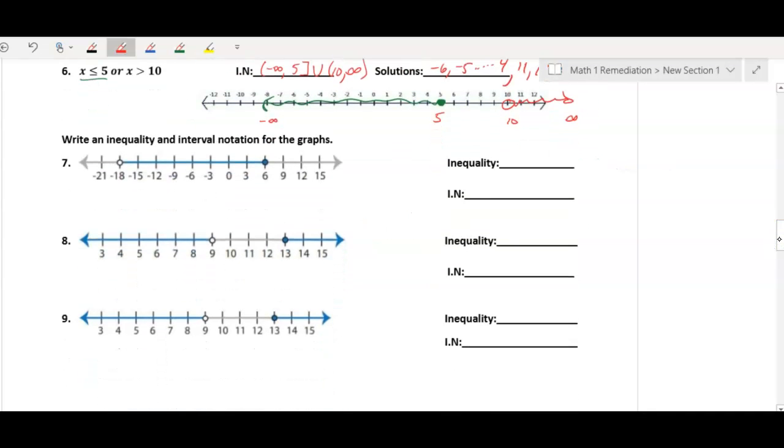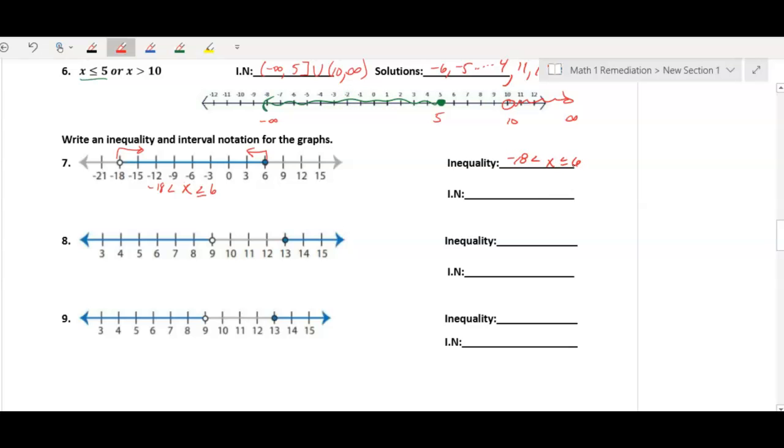All right, number 7 here, my inequality. What you have to understand is this shaded region represents an and statement, right? So I know my x values have to be between -18 and 6. Since I'm to the right of -18, I'm greater than, I'm not equal to, but then I'm to the left of 6, so we know it's less than, because it's a closed dot, I'm also equal to. So the inequality for this would look like this.